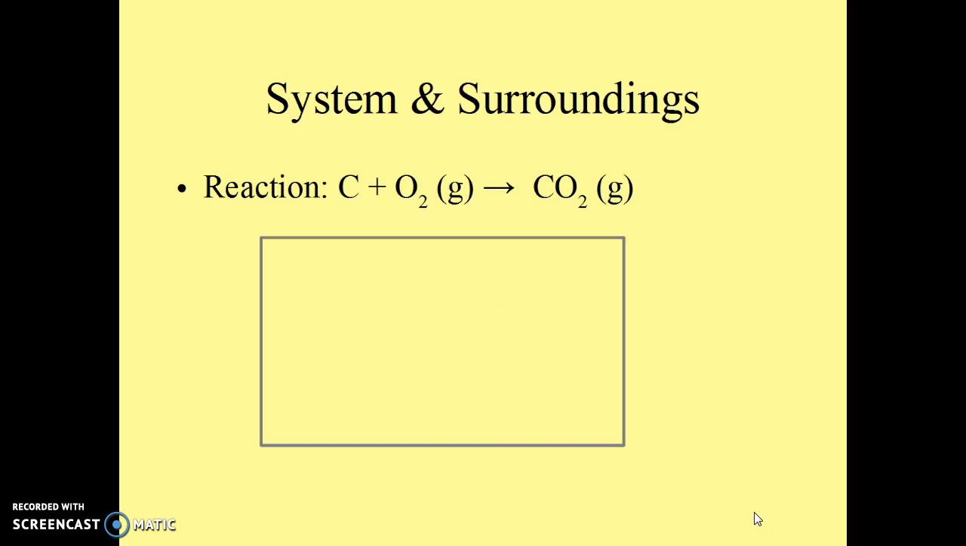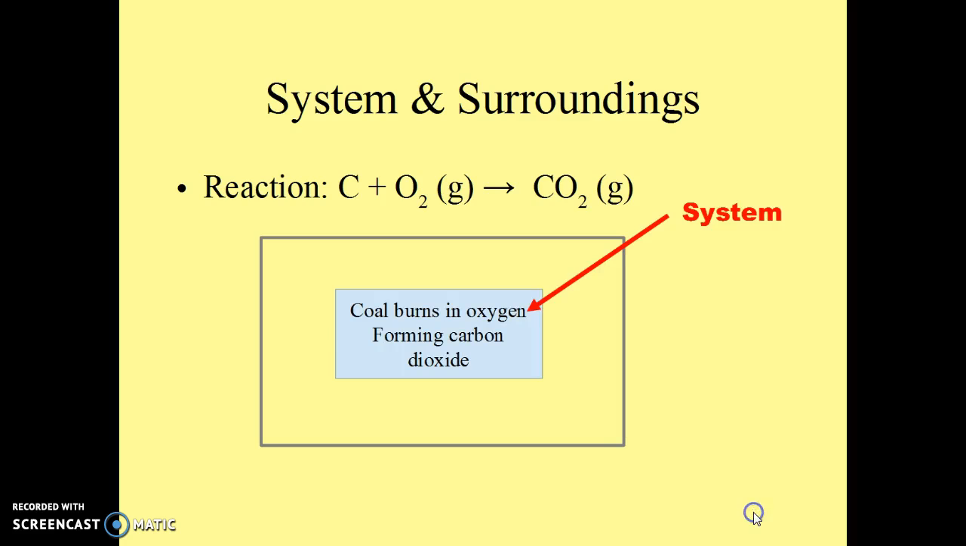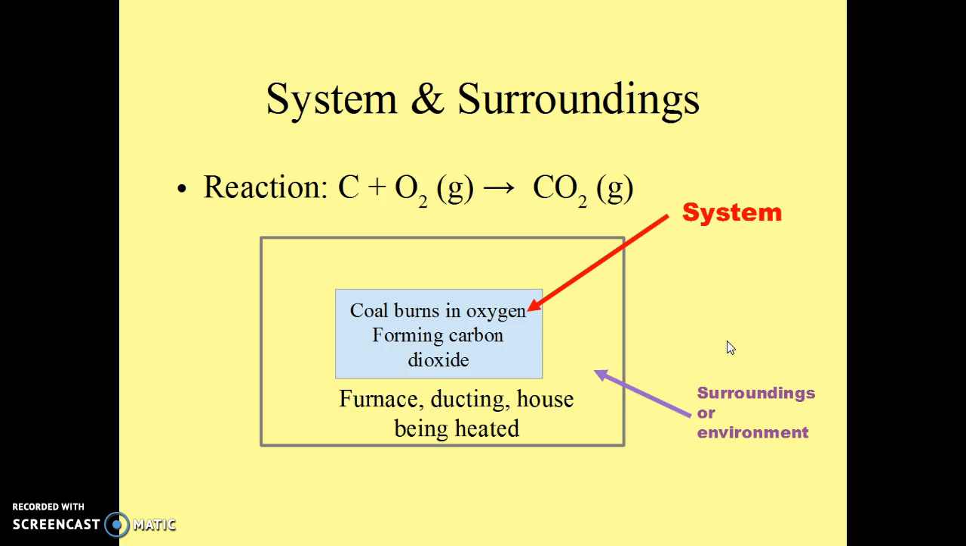Let's look at an example of system and surroundings as you read in your textbook. For instance, this is a very simple reaction, burning carbon, like coal, in oxygen to form carbon dioxide. We call the coal burning in oxygen, forming the carbon dioxide, a chemical system. And around it, you have air, you have a furnace, you have ducting, you have a house being heated by that burning coal. The surroundings then are everything other than the coal burning in the oxygen to form the carbon dioxide.